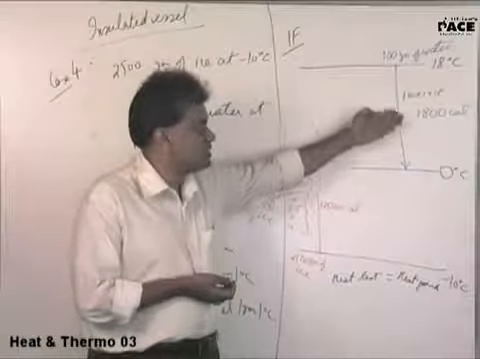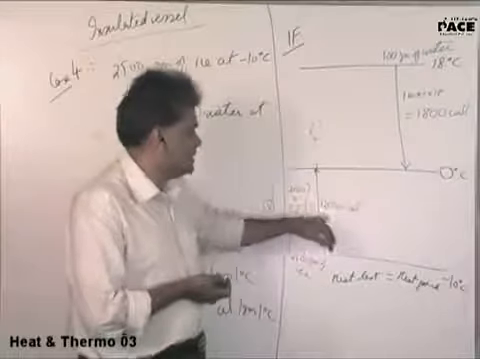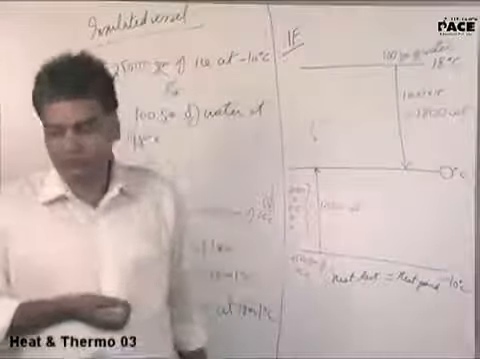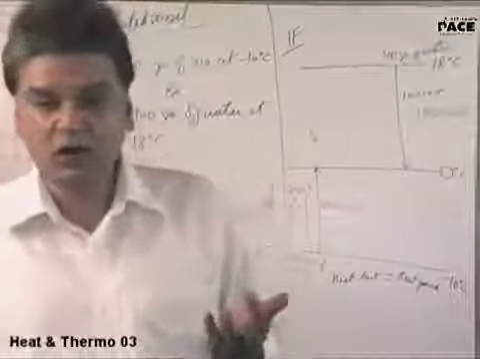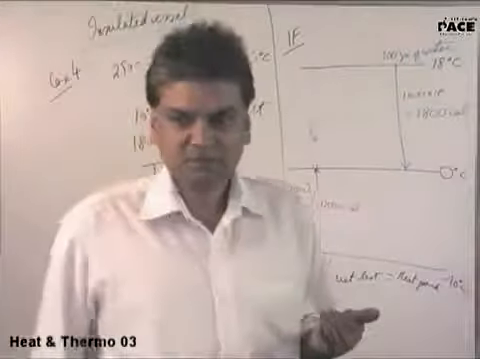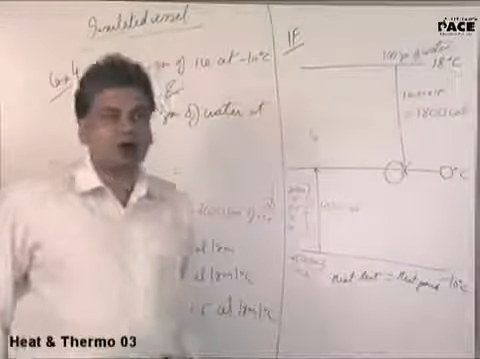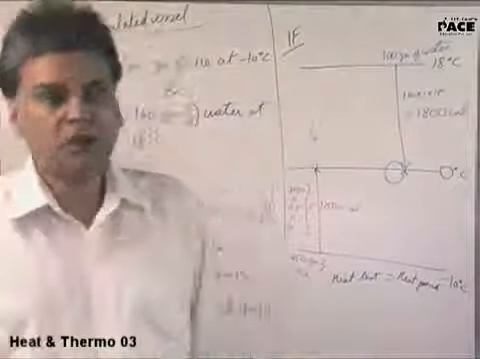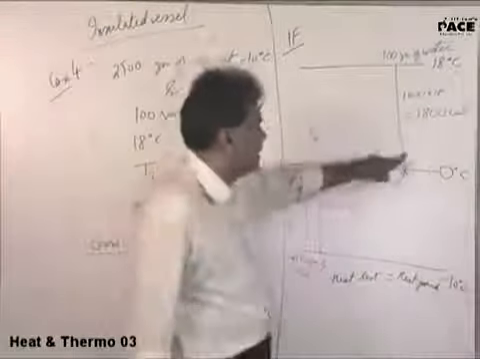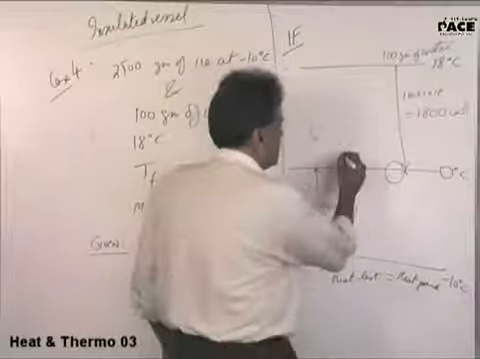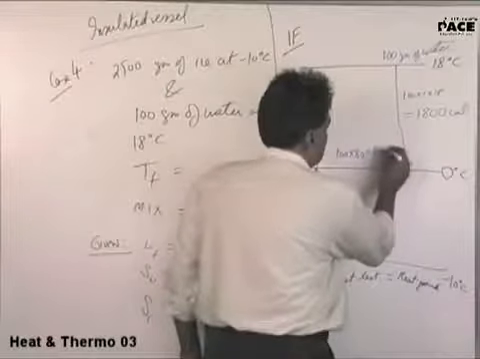Water, if it comes to 0, it is 1800 calories, and if all the ice goes to 0, 12,500 calories. So what do I do with these figures? Can all the ice go to 0 degree centigrade? No, sir. So what is going to happen? What if all the water condenses? How much heat will it liberate? 100 into 80.